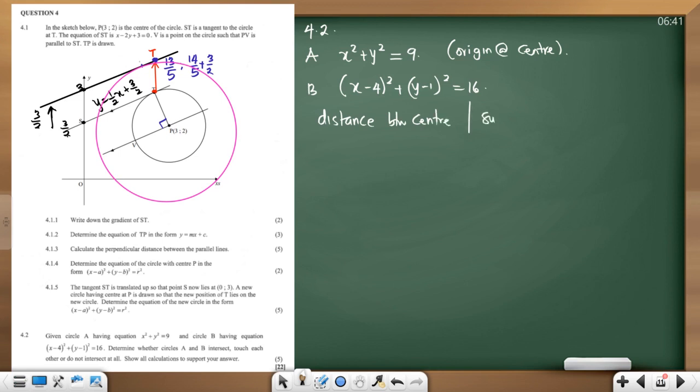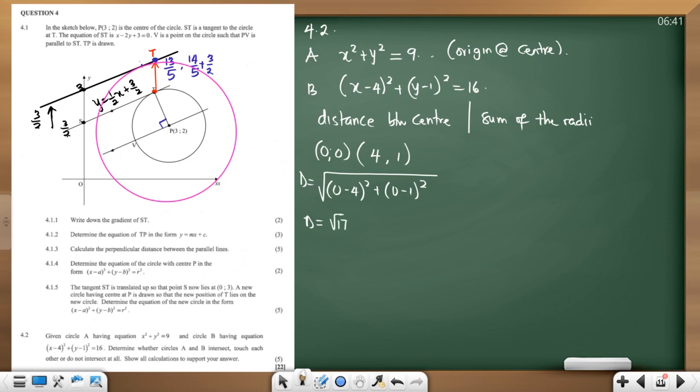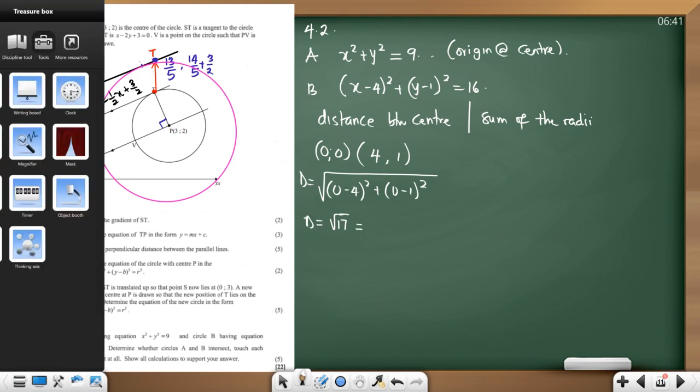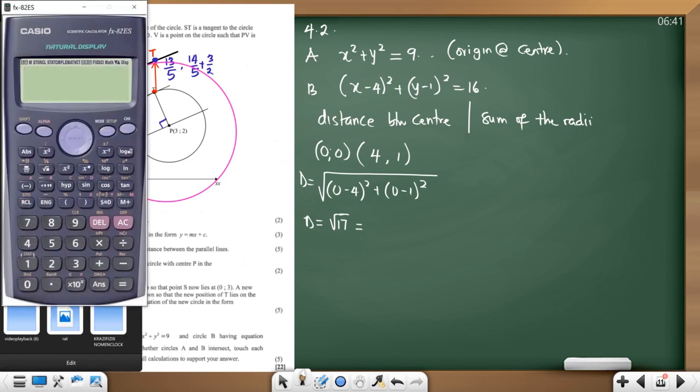And compare it with the sum of the radii of the two circles. Let's look at the distance between the centers. This one is at the origin, so we're looking at 0 and 0, and the center here is 4 and 1. So the distance would be the square root of (0 minus 4) squared plus (0 minus 1) squared, and d would be root of 16 plus 1, root of 17. You might need to change this into decimal so that you'll be able to compare.